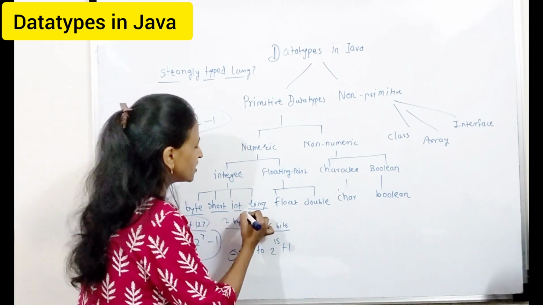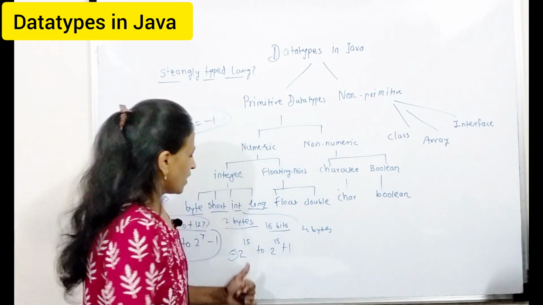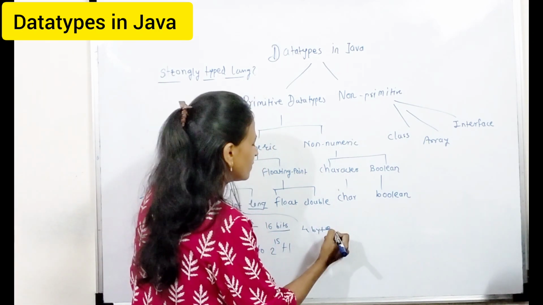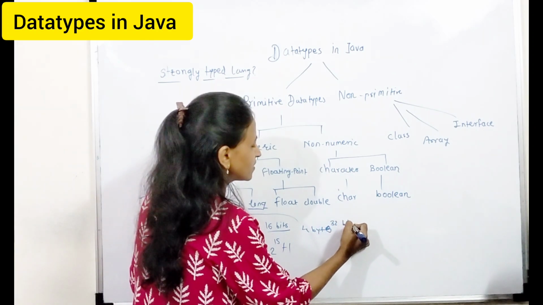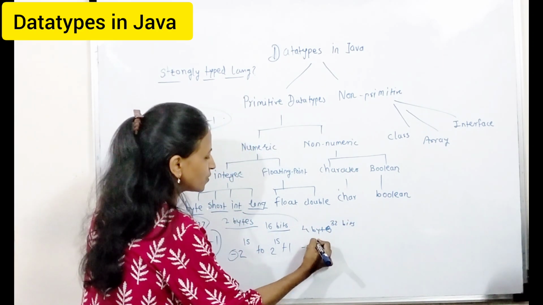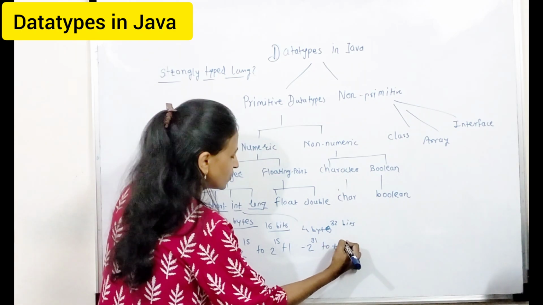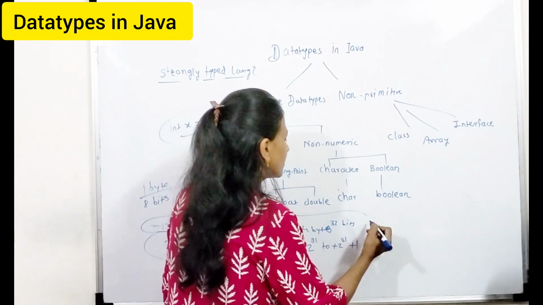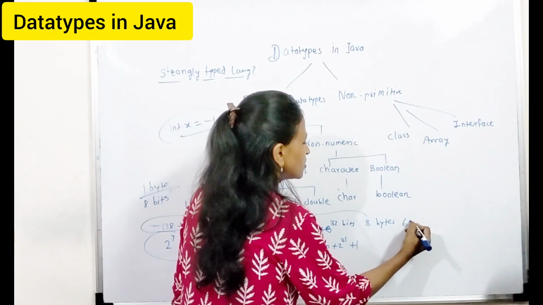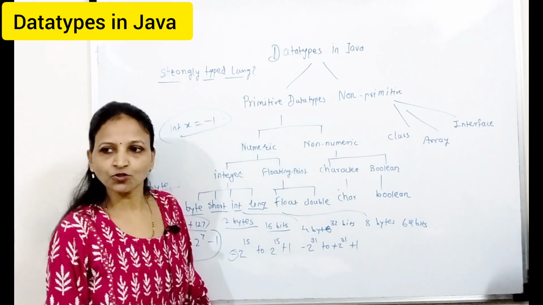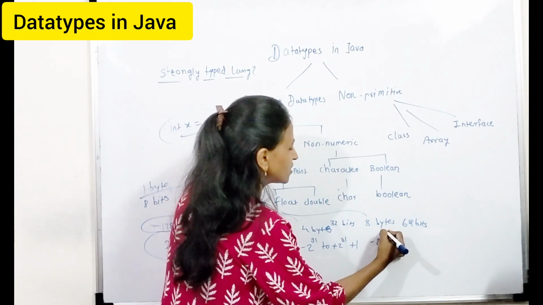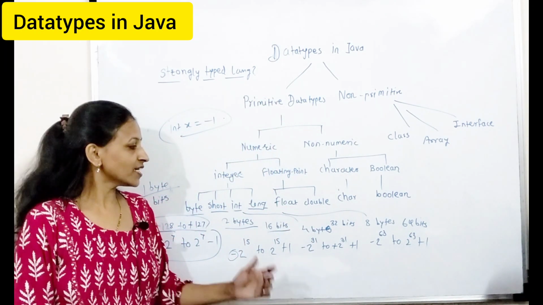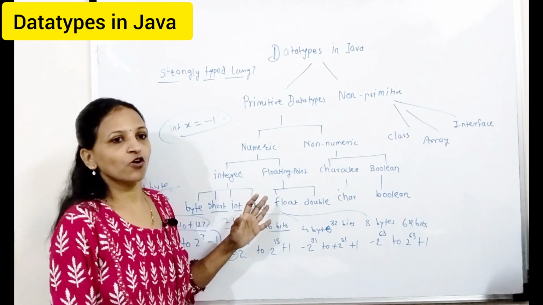For integer, 4 bytes will be reserved. And here of course 4 bytes means, how many bits? 32 bits. Here the range will be minus 2 raised to 31 to 2 raised to 31 minus 1. In the same way long takes 8 bytes, means 64 bits, and so the range is minus 2 raised to 63 to 2 raised to 63 minus 1. Getting? These are the ranges for byte, short, int and long.